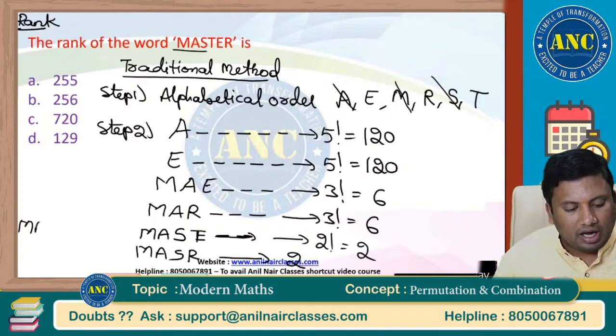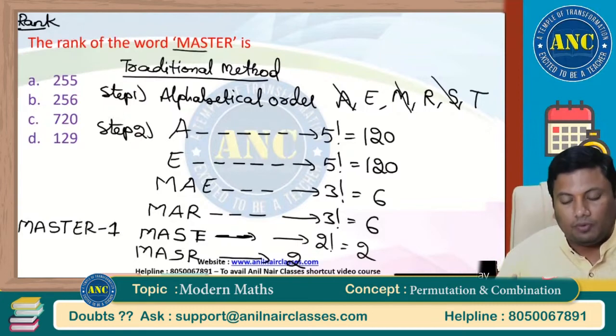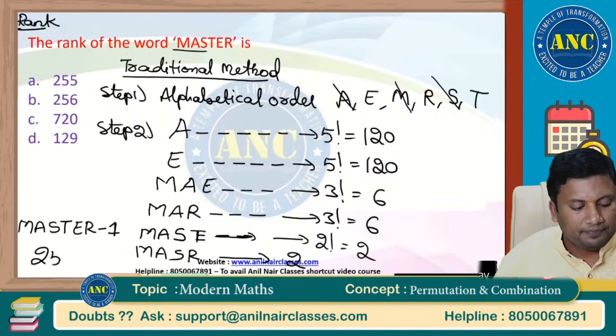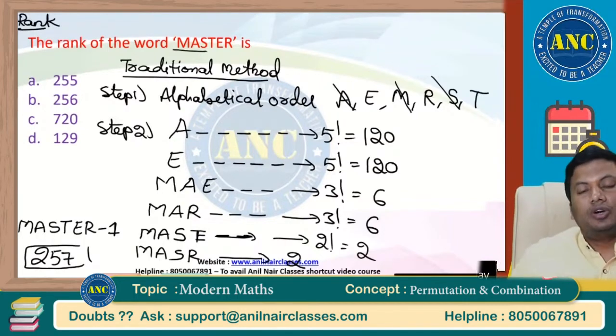Next, after R, P, Q, R, S, T. T will come. After T, what is the first letter that will come? E and R. It is nothing but 1. 120 plus 120, 240 plus 12, 252, 256, 257. What is the rank of the word? 257. This is how the students will solve it.